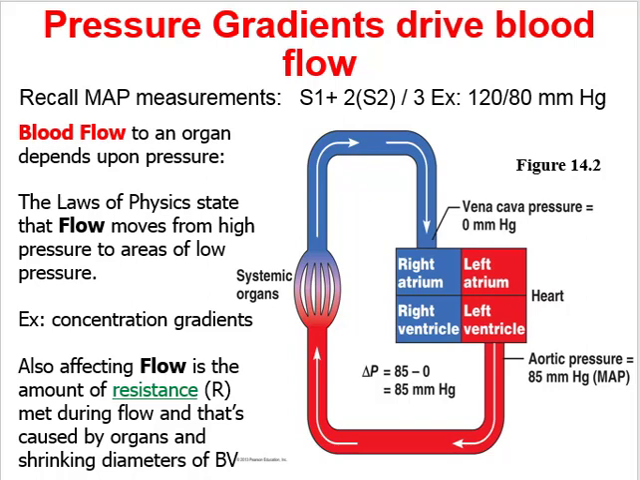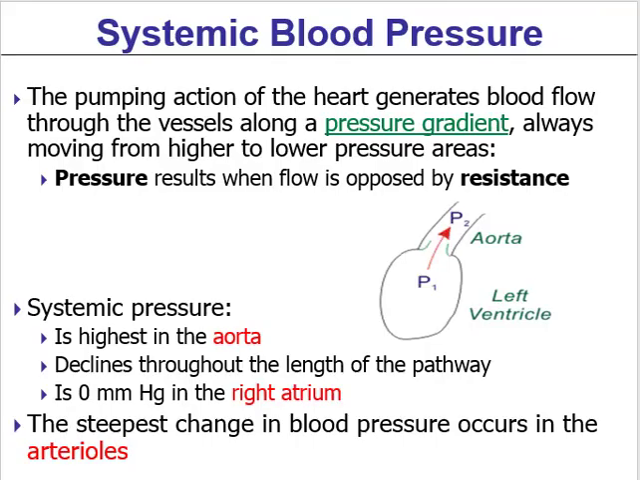Resistance is going to be anything that hinders flow. It can be friction due to decreased diameter. It can be caused by organs, and even the viscosity of the fluid itself. Lucky for us, in normal human medicine, the viscosity of blood will be a constant.